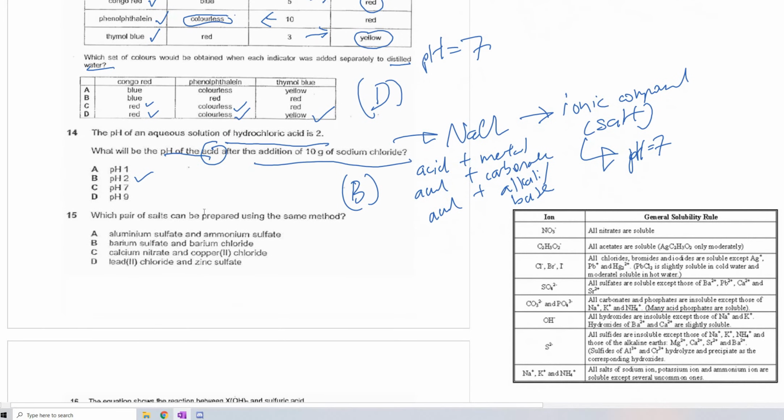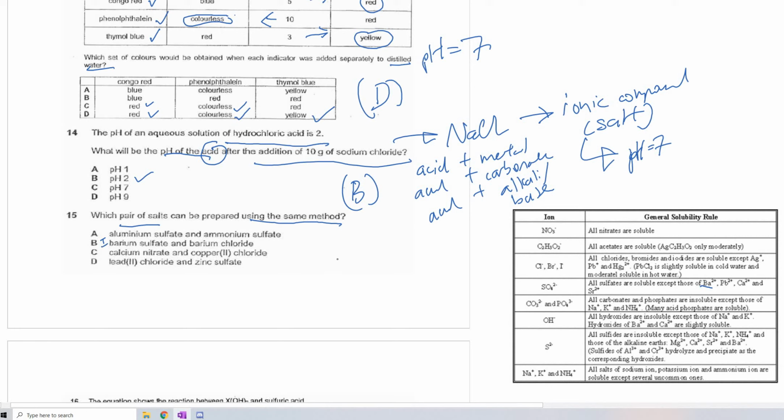Okay, next let's take a look at question 15. Which pair of salts can be prepared using the same method? Okay, so one way to check for similar salt preparation method is by looking at their solubility. Let's take a look at option B first, barium sulfate. From the solubility table, which you need to memorize, where is sulfate? Sulfate is over here. Barium sulfate is insoluble.